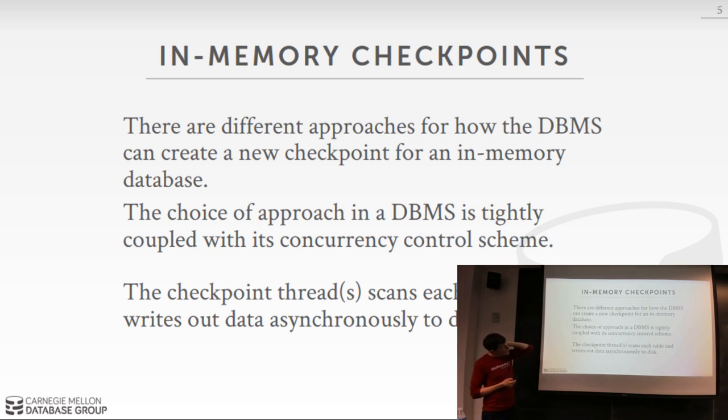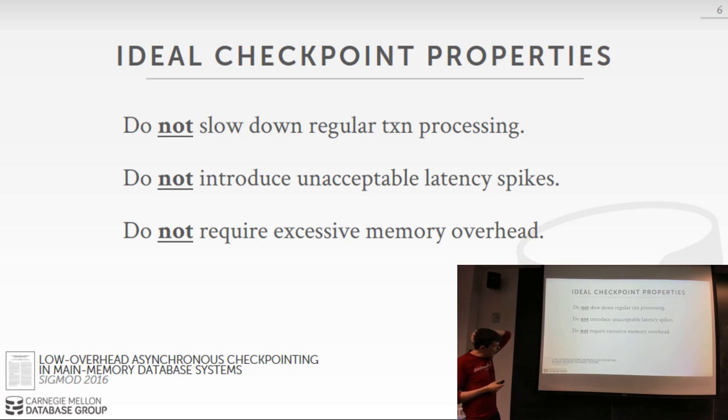So for the paper you guys read and this other paper from the guys at Yale in 2016, they came up with some sort of edicts or properties that they want any checkpoint scheme to have for an in-memory database. And in some ways, these are kind of obvious, but I want to go through them because when we start talking about the different checkpointing schemes, we can use these to make decisions about whether this was a good idea or not, or whether they made the right design choices in their implementation.